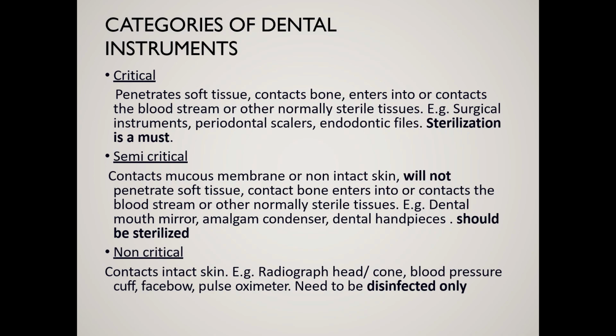Semi-critical instruments are those that contact mucous membrane or non-intact skin, but will not penetrate soft tissue, contact bone, or enter into or contact the bloodstream. Basically, they should be sterilized as well. Examples are mouth mirror, amalgam condenser, and dental handpieces. And what are non-critical dental instruments? These are the radiographic heads, cone, blood pressure cuff, face bow, and pulse oximeter, which can be disinfected.